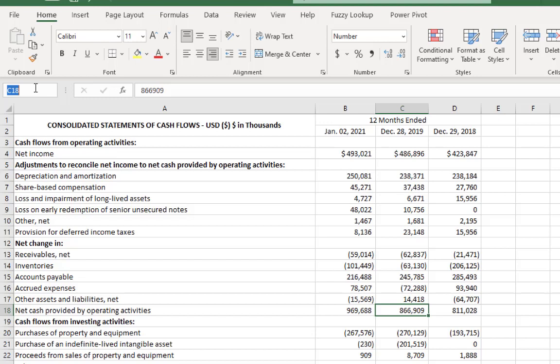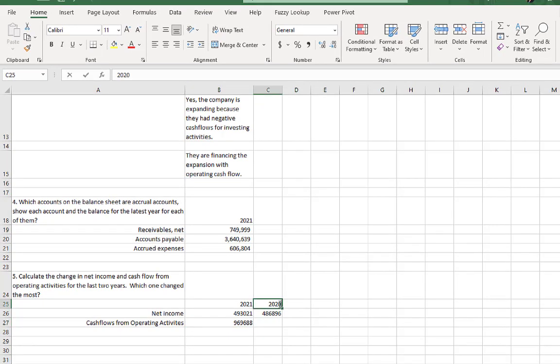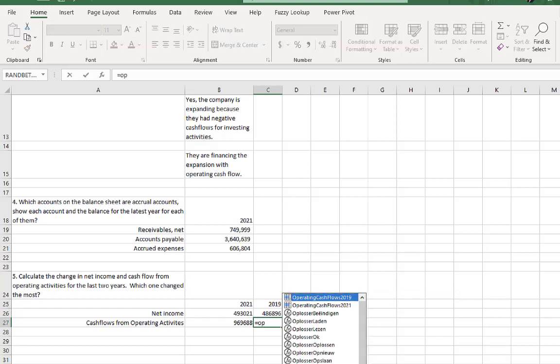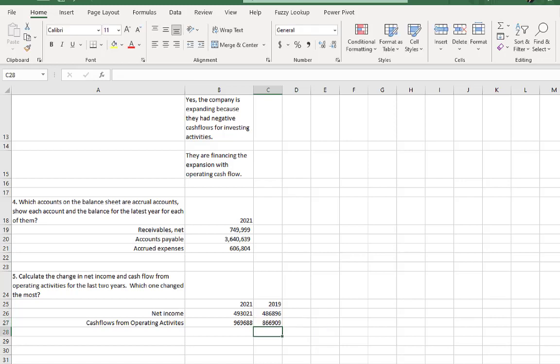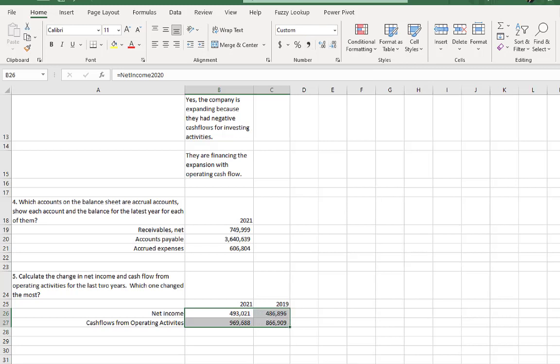All right, so C18, I'm going to go to operating cash flows 2019 and press enter. Now I'm going to go back to my chapter 2. I'm going to put 2019 up here because it's actually correct, even though it looks very strange. I'm going to start typing, and there's my operating cash flows, and I'm going to press enter. All right. So now I've got my net income and my cash flows from operating. I'm going to go ahead and format, take out my cents.